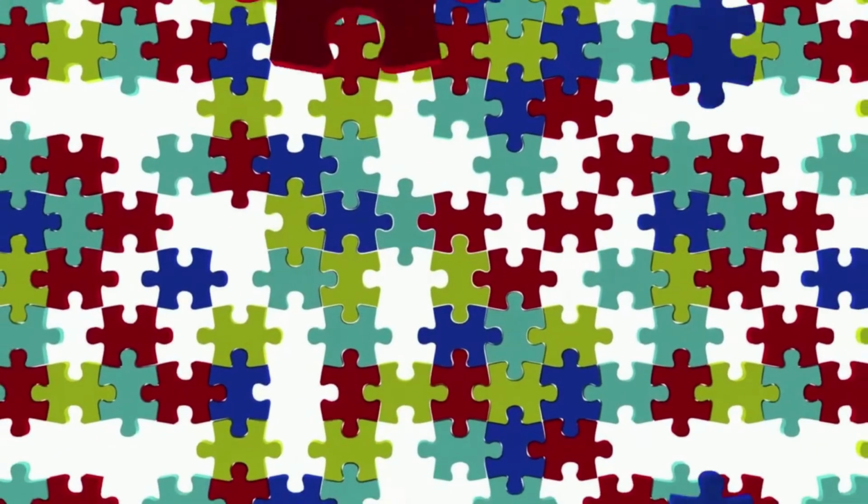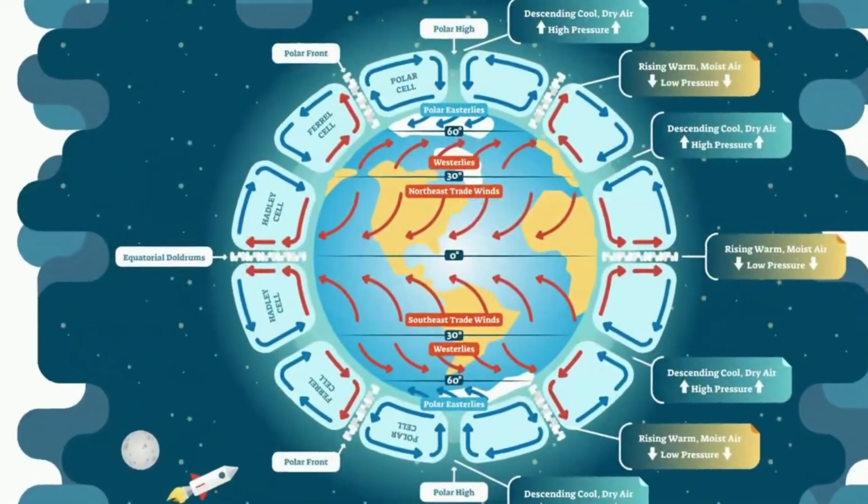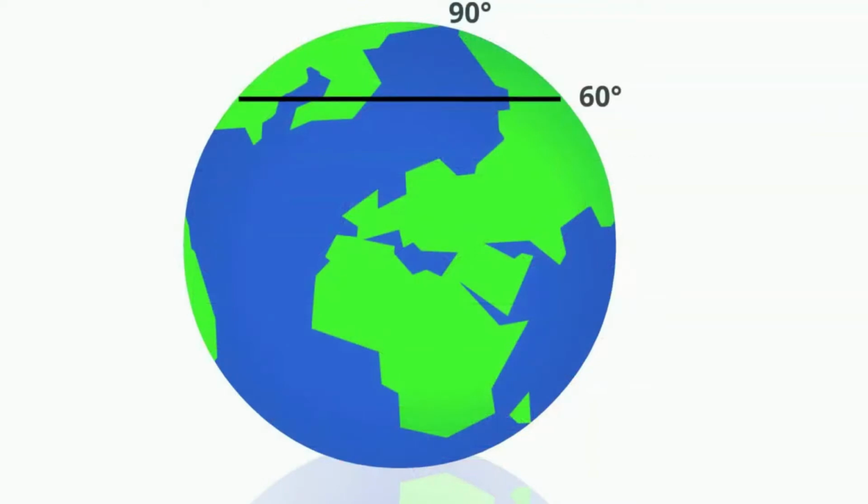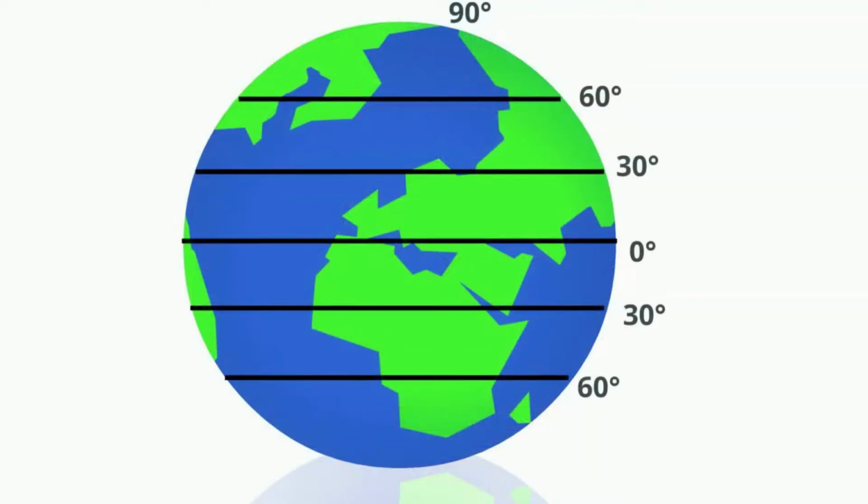Now let's put all this together and look at some global winds. First, we will label the Earth. The direction of the global winds changes every 30 degrees on Earth. You can see I have the Earth labeled 90, 60, 30, and 0 degrees in the northern and southern hemisphere.